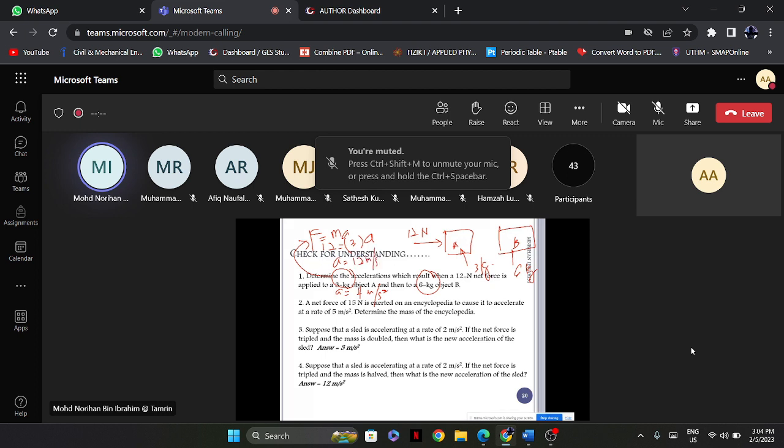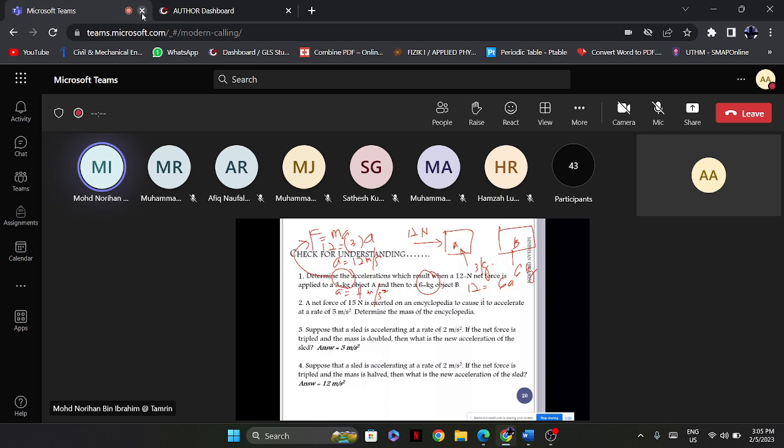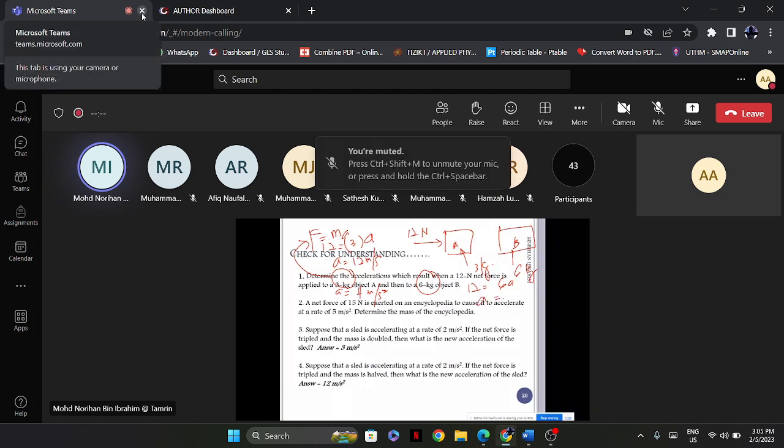Okay. Kalau 6 kg, 12 is equal to 6A. Jadi A sama dengan 2. Okay, 12 is equal to 6 kali dengan A. A is equal to 12 bagi 6, 2. 2 meter per second square.